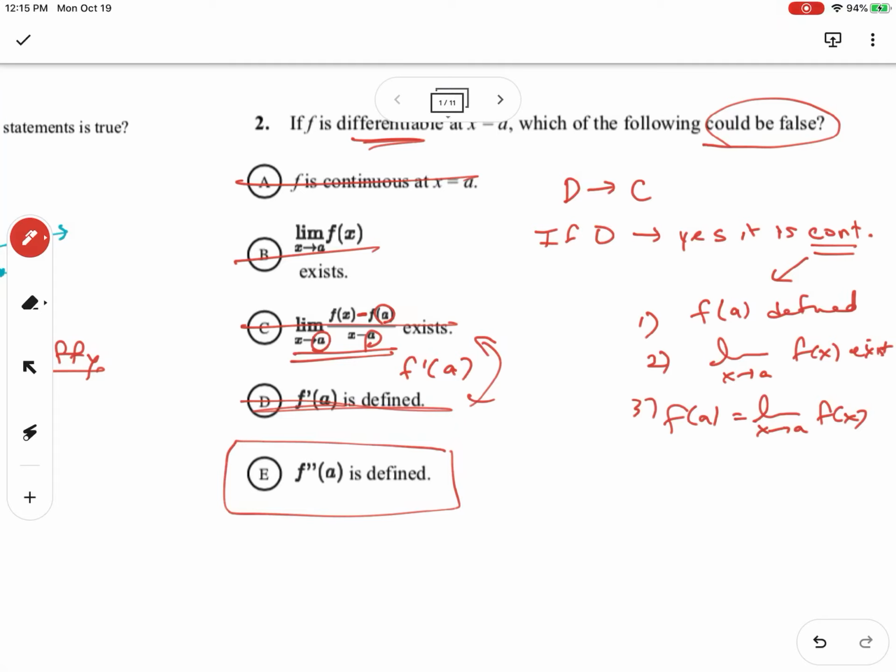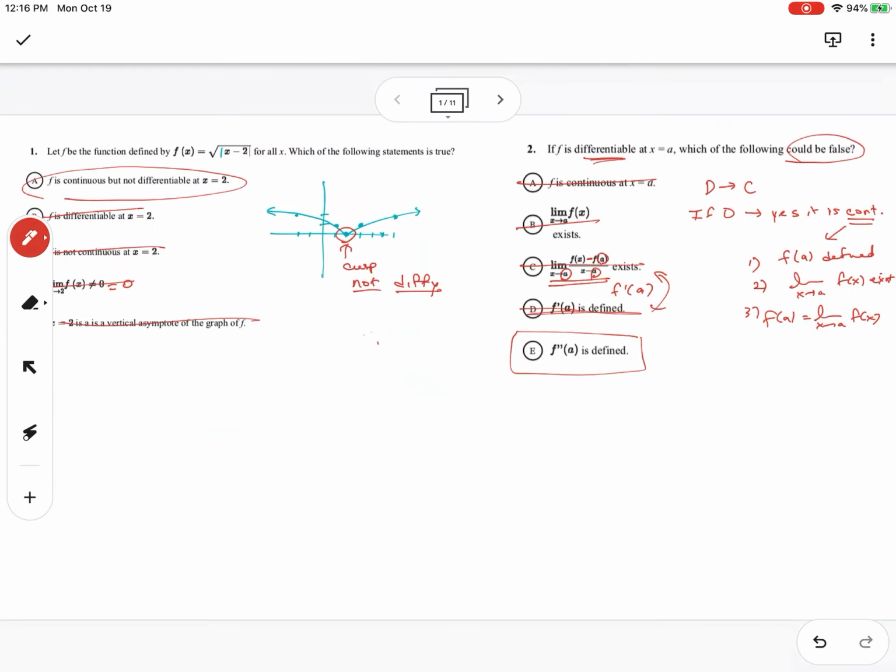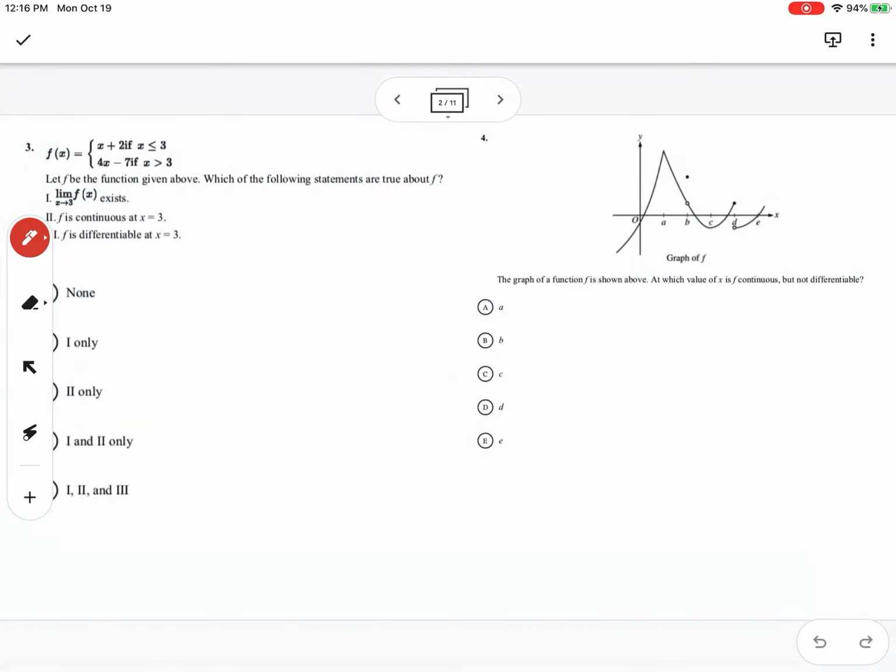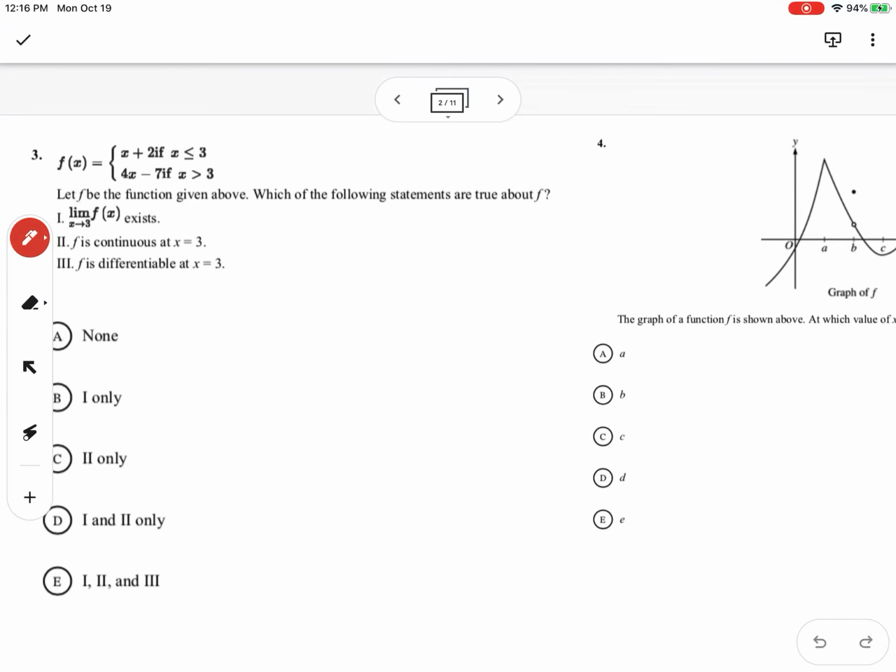I'm trying to think what would be a good example of that. Nothing comes to mind off the top of my head, but by process of elimination we're left with E as our answer. I'm thinking through it a little bit here. The derivative of this can happen, and then the derivative of this doesn't necessarily have to happen. Okay, that's the idea. Anyways, let's move on. Page 2.